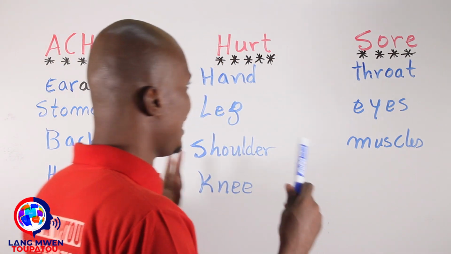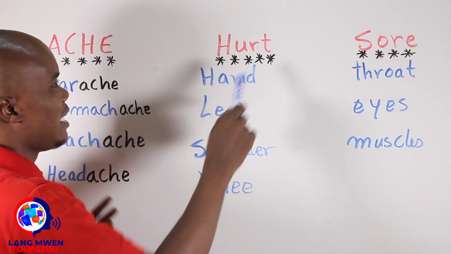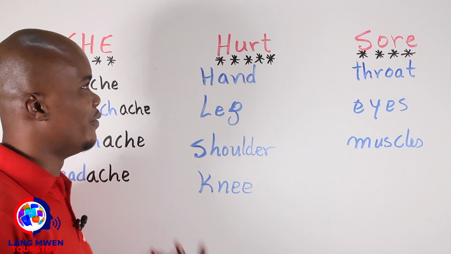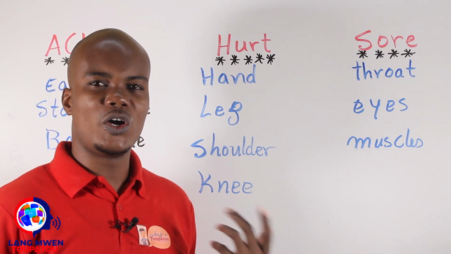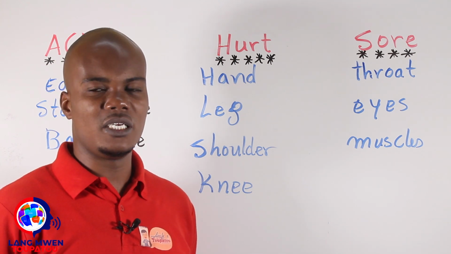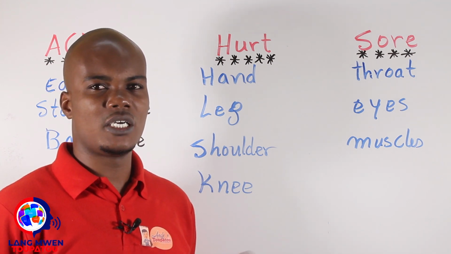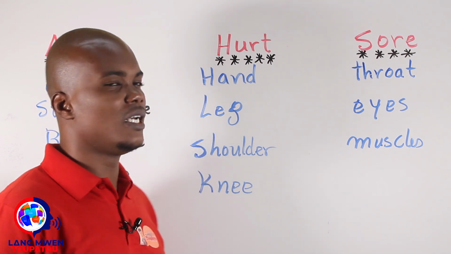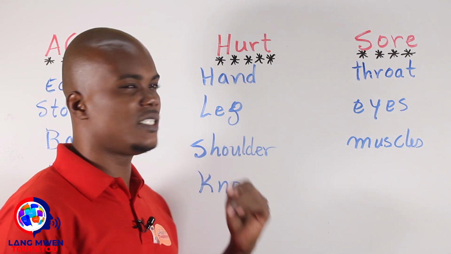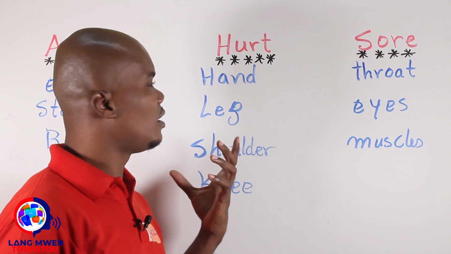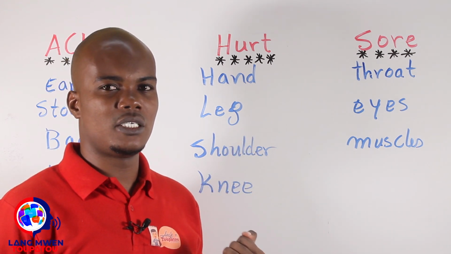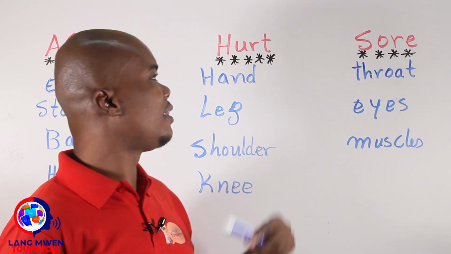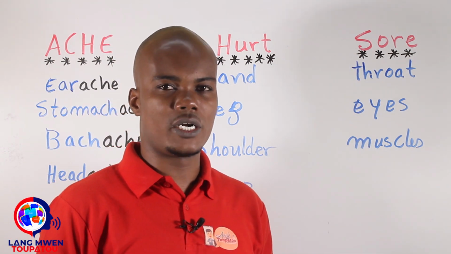And the second word is hurt. It's a verb. Hurt. It hurts me. Hurt. Okay, we say hurt. You get the sound. Hurt. When you stress the H, you say hurt. Okay, hurt. And the third one is sore.